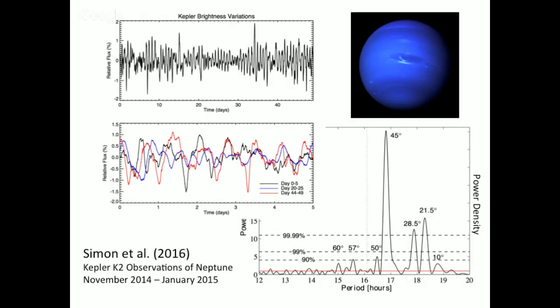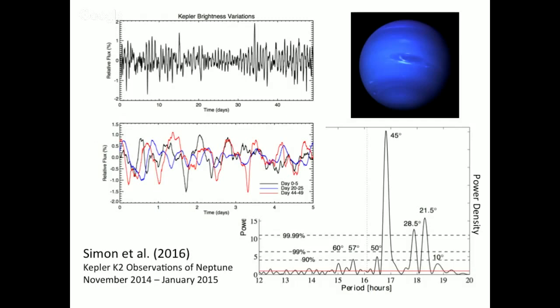And the important thing is that, you know, this is a fairly complex light curve. It's not just a simple sine curve that goes up and down as Neptune rotates around. You're getting lots of different structures here. So this is a zoom in now, 5-day segments covering sort of different periods within this light curve.